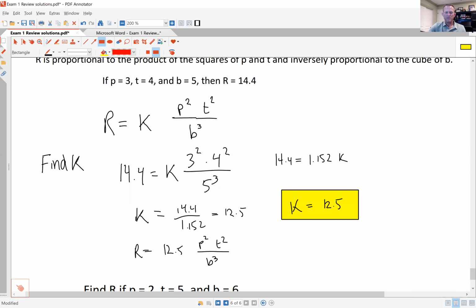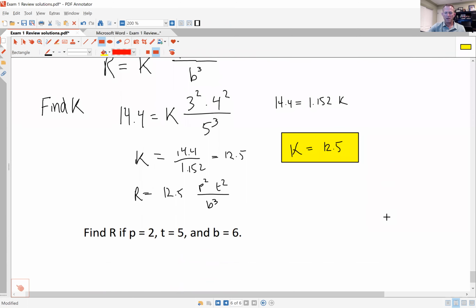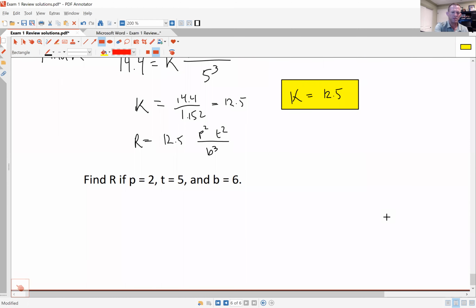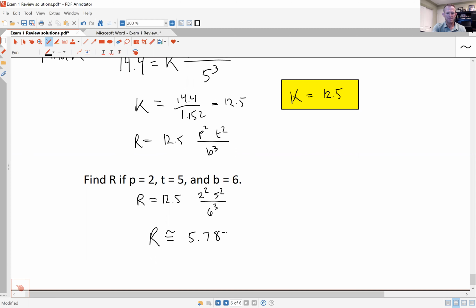And now we can find R given other values of these variables. So now we want to find R if P is 2, T is 5, and B is 6. We know that R is just always 12.5 multiplied by P squared, which is 2 squared, T squared, which is 5 squared, and B cubed, which is 6 cubed. 12.5 times 4 times 25 divided by 6 cubed. And this gives us R is approximately equal to 5.787.